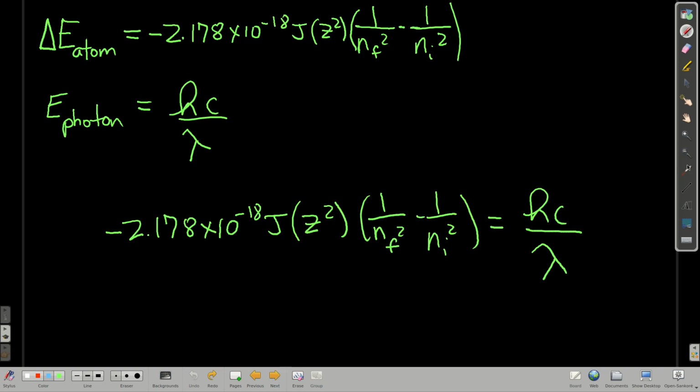So we can say this. We know Bohr's equation for the change in energy of an atom when it absorbs or emits energy. And we also know that that energy can be in the form of a photon, and the energy of a photon is hc over lambda. So if we set these two equal to each other, we have an equation that relates the change in energy of an electron in an atom to the wavelength of light that's absorbed or emitted. And we'll use this right now.